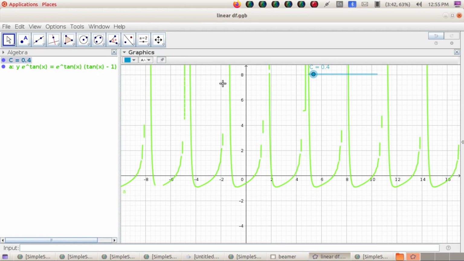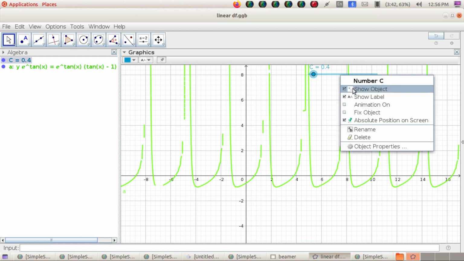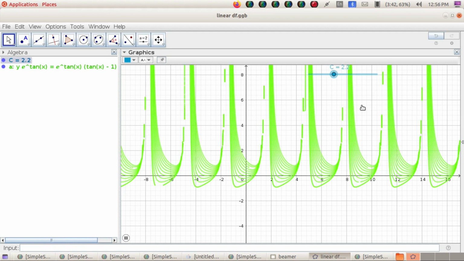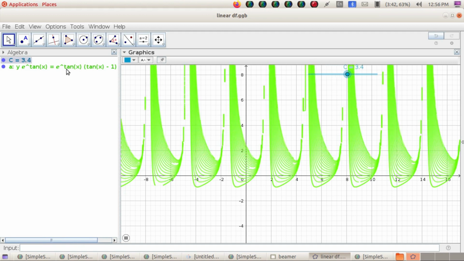When we draw this graph in the GeoGebra file and give animation to c, here we have plus c, the constant of integration. When we put different values to this c, we get different curves of this family. Giving animation to the slider, we get different curves of this family of curves.